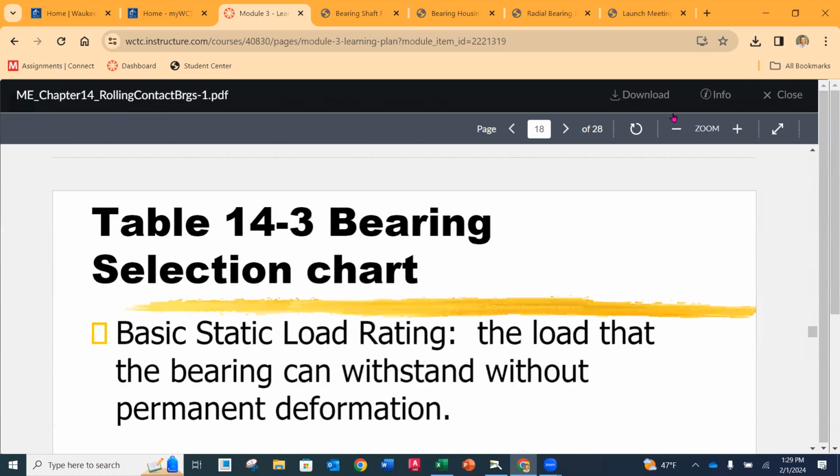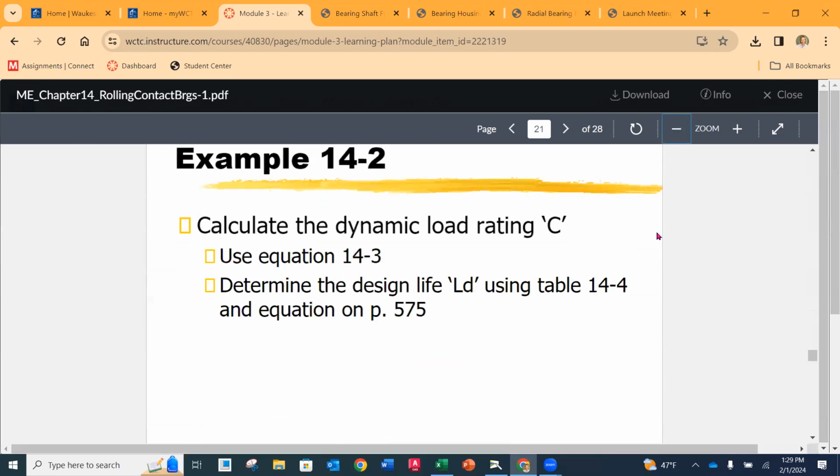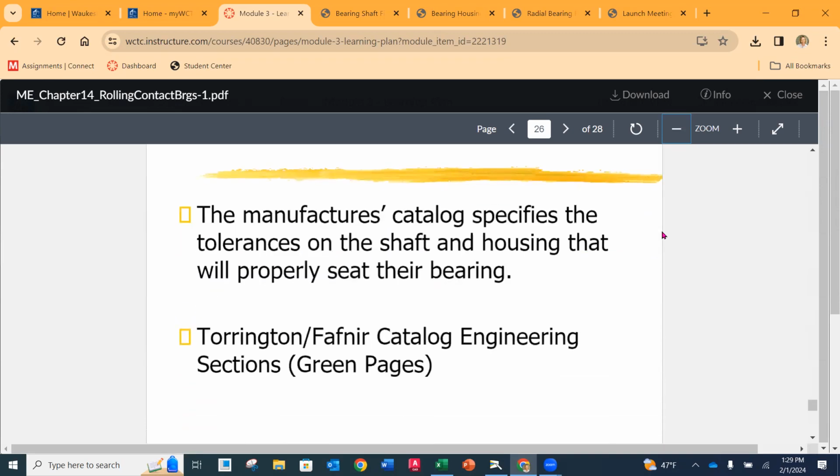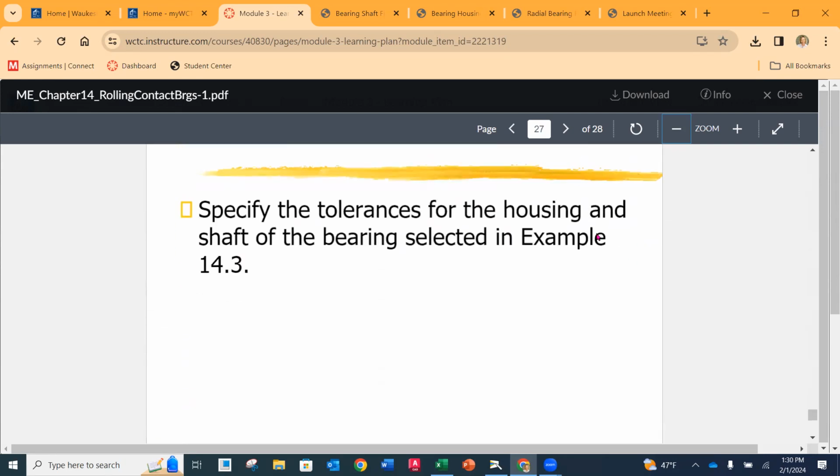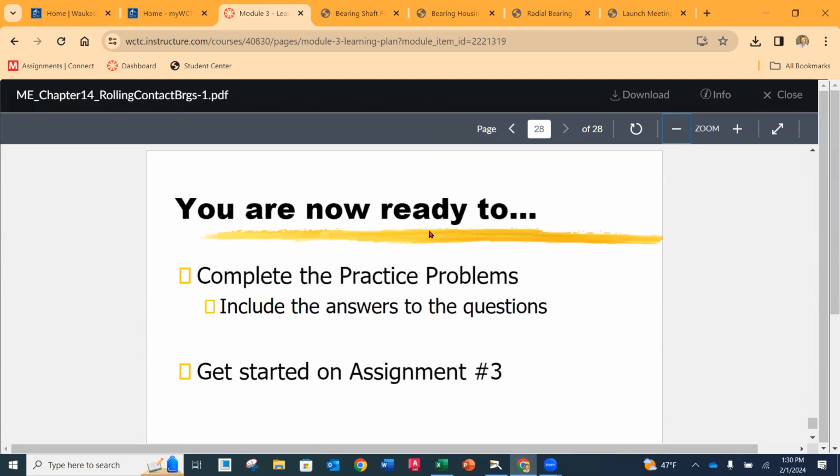Okay. Manufacturer's data. We did 14.1, 14.2, 14.3. And then we looked at the manufacturing catalog specifying the tolerances for the shaft and for the housing. And then, making sure we specified this at the end of that example, 14.3, adding those to your design summary at the end. So now you are ready, number one, to complete those practice problems. These 3 examples, the first 2 were hand calculations. This last one, you can do the screenshots with the design information at the bottom, and that would be your practice problems for module number 3. And now you're ready to get started on assignment number 3.